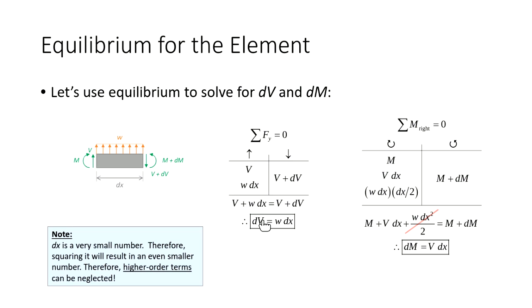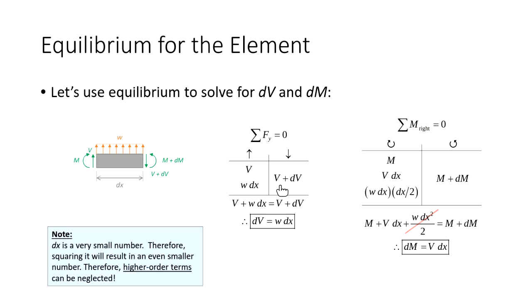All right, what about summing moments? Summing moments, I can sum them from anywhere, but I figured it was easier to sum moments from the right side. So summing moments from the right side, what do I get? Well, the V plus dV goes away. And what do I have? I've got moment going clockwise. I've got this shear here on the left, so V times dx, contributing moment. I've got this. Now, what's the deal with this? Okay, so this one might be a little weird.